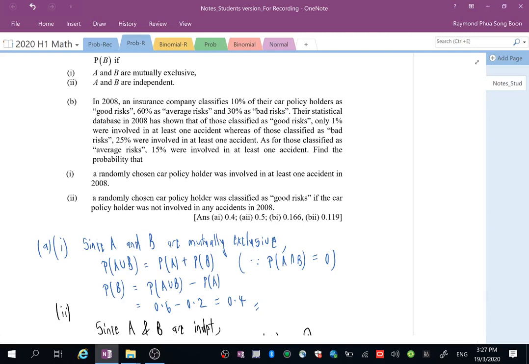In part B, the insurance company classifies their car policyholders as three different kinds of risk, whether good risk, average risk, or bad risk. And for each type of risk, there's a certain probability whether the car owner will be involved in at least one accident or not involved. All right, so now part 1. You are asked to find the probability that a car policyholder was involved in at least one accident in that same year, 2008.